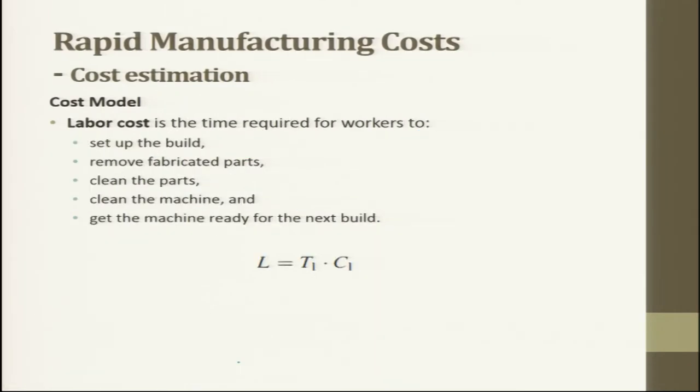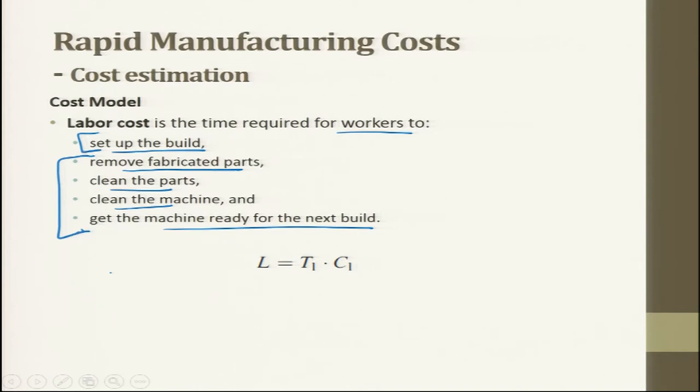Next is labor cost. Labor cost is the time required for the workers to set up the build, remove fabricated parts, clean the parts, clean the machine, and get the machine ready for the next build. This is the total labor cost. So setting up, then removing and taking the part off. This is pre-processing. This is post-processing. So labor cost is directly T1 into C1, the time taken and the cost, that is the wage rate for the specific worker.